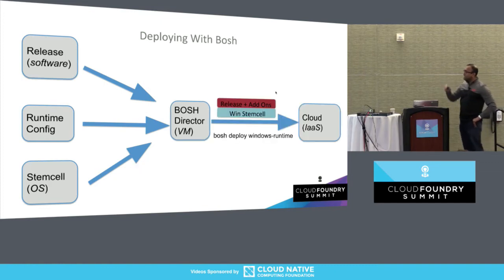So at the end of the day, this is what we're going to do. Using the updated runtime config, we're going to push out the BOSH deployment. And the BOSH deployment is basically going to take the out-of-the-box Windows runtime releases that we have, layer on those two add-ons, and then selectively apply that only on the Windows stemcells. And then that will get pushed into IaaS, in our case, AWS. Okay, so let's take a look at this.